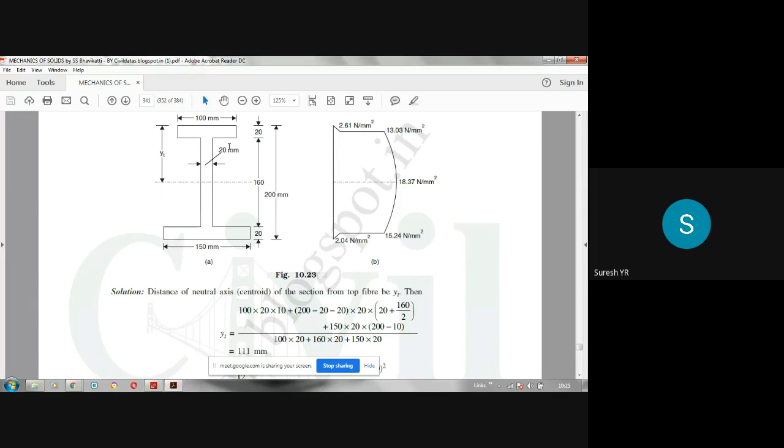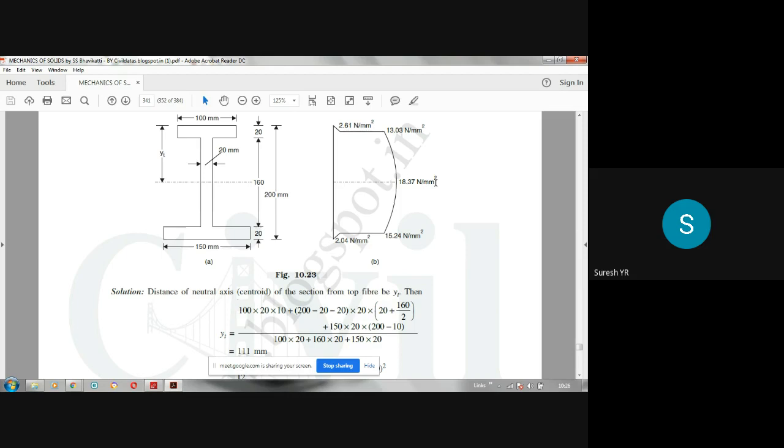So those things you should practice. Then you will get the answer. For the same problem, they may ask you to plot the bending stress diagram. The bending stress diagram is a straight line. So you have to draw a vertical line like this, with compression and tension on either side. That also they can ask.